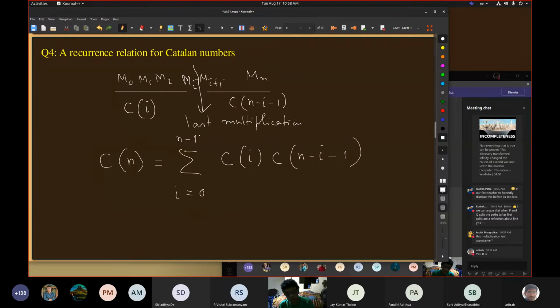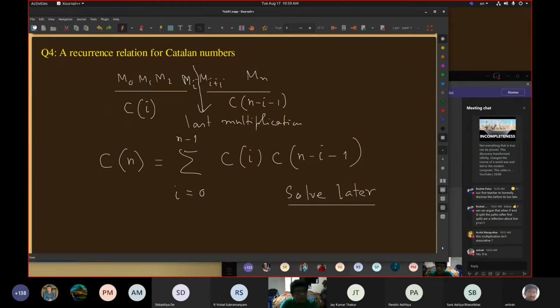So this is what is called the recurrence relation for the Catalan numbers. And when we study generating functions, we will see how we can solve this recurrence relation. Okay, so we will solve this later. It requires generating functions and lots of calculations. But this recurrence is quite important for Catalan numbers. Anyway, we will once again come to this question. Happy or not?